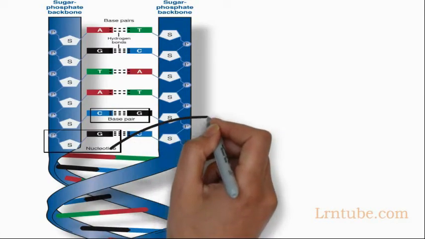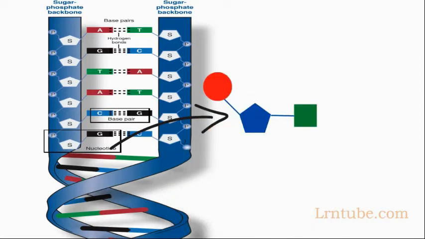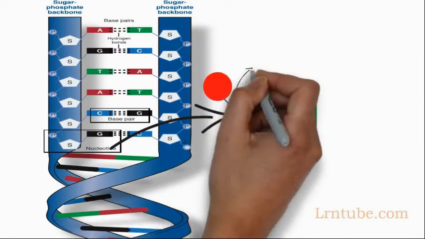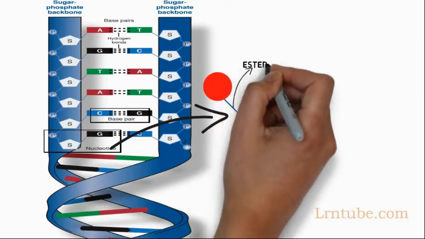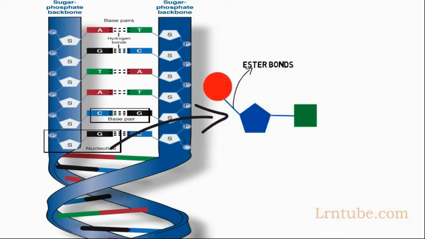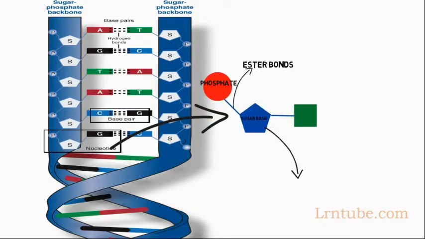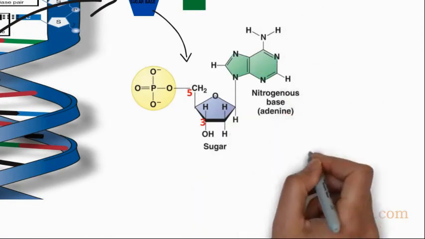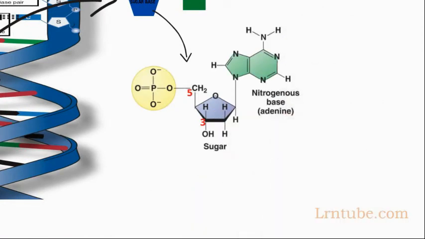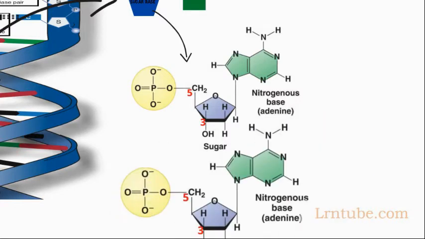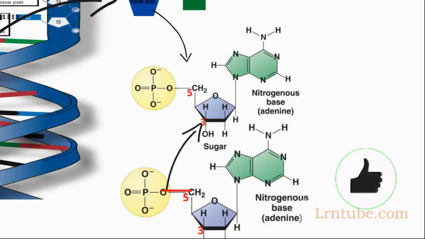DNA and RNA are composed of nucleotides that are linked to one another in a chain by chemical bonds called ester bonds. These bonds are between the sugar of one nucleoside and the phosphate group of the adjacent nucleoside. The sugar is at the third end and the phosphate is at the fifth end of each nucleotide. The phosphate group attached to the fifth carbon of the sugar on one nucleotide forms an ester bond with the free hydroxyl on the third carbon of the next nucleotide.